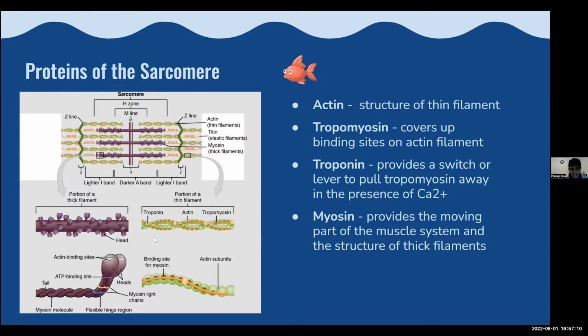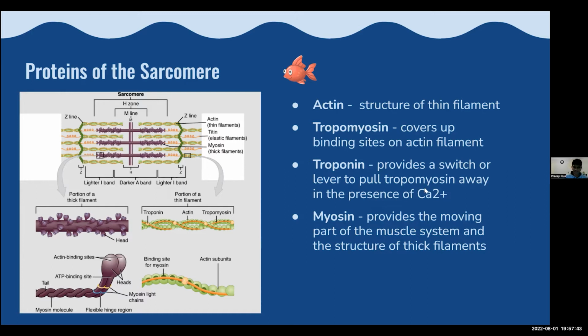And in a state where you want to contract, troponin is going to bind to tropomyosin and remove it from the actin filaments, thus allowing the actin to bind to myosin and allow contraction to occur. Okay, so that's how they all work in conjunction with each other. Actin and myosin are the main filaments, and troponin and tropomyosin regulate the ability for them to bind together.